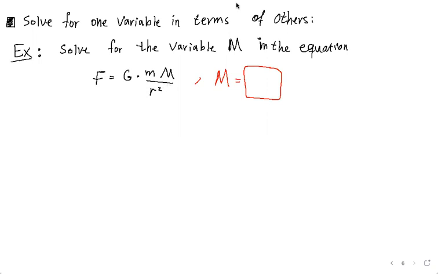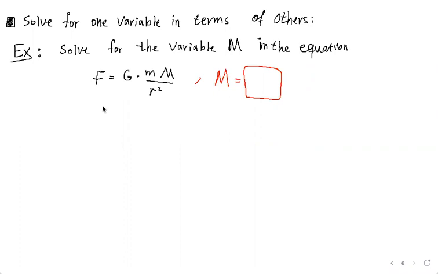You have to put it alone on one side of the equals sign, right? So how can I start doing this? We divide by G on both sides and then multiply by r squared over capital M on both sides. Then I divide by the small m, right? It will be F times r squared over G times lowercase m. Perfect. This is the true answer.